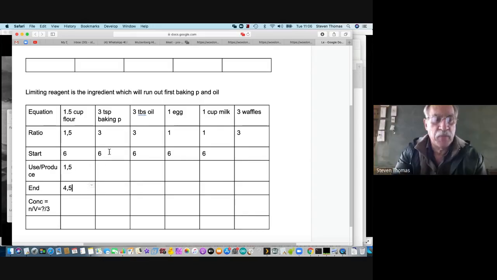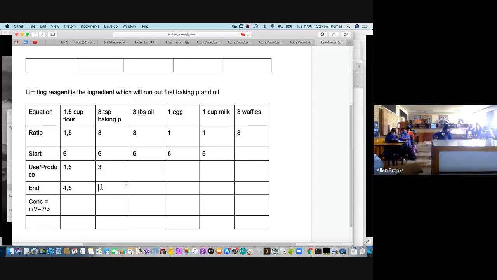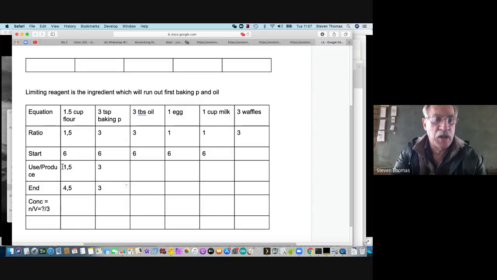Okay, how much baking powder did I use? 3 teaspoons. And how much did I end with? 3. So some people like to put a minus here, and then they just say 6 minus that equals that. I'm not so sure I like that. But anyway. Okay, won't you do the rest? Do the same for the rest here.